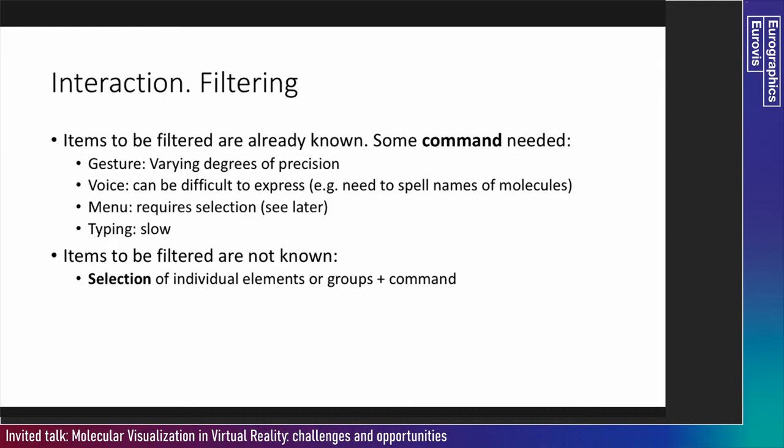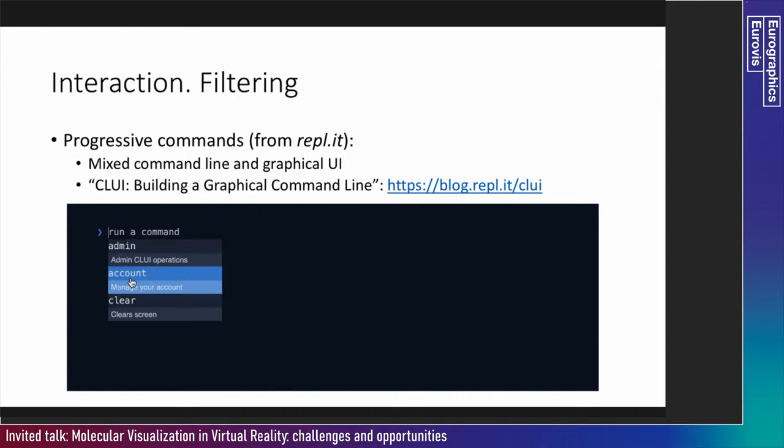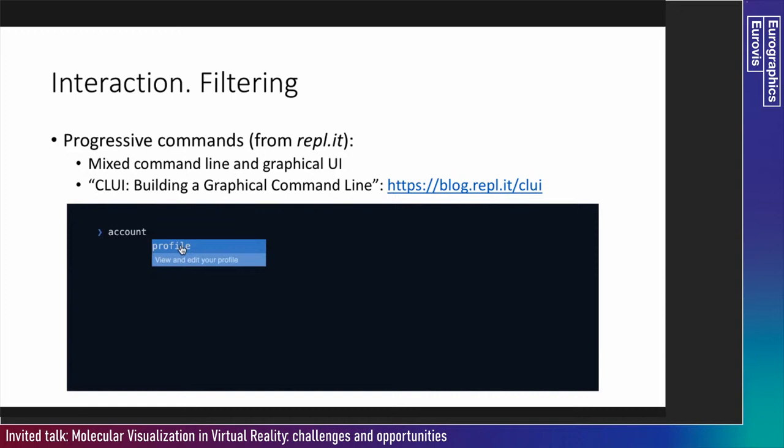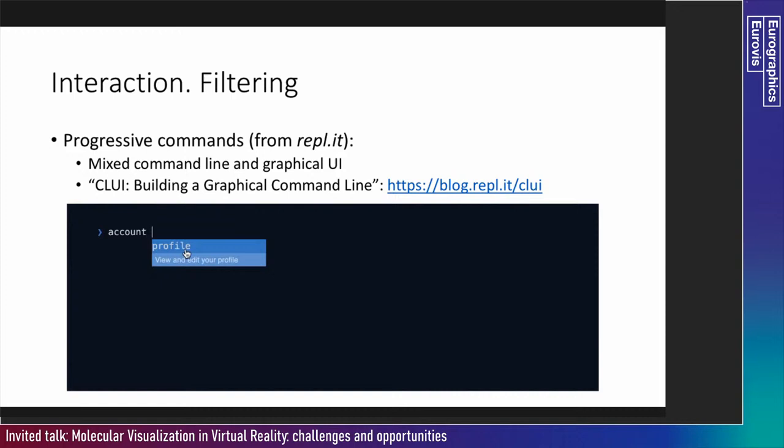So we can gather some ideas from other techniques. For instance, this idea by the guys from Replit: they use a mixed command line and graphical user interface that basically builds a tree that is refined in real time, so that they can combine typing a single letter or a couple of letters with the use of a mouse. This kind of idea could also be borrowed in order to facilitate the filtering of data in molecular visualization applications in virtual reality.